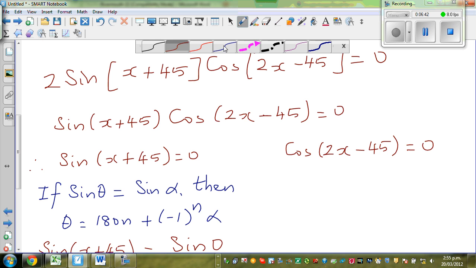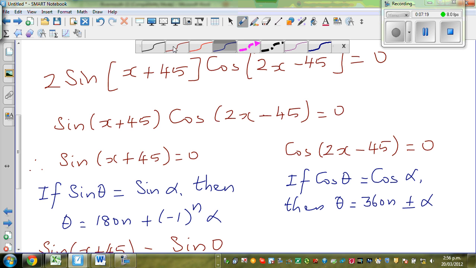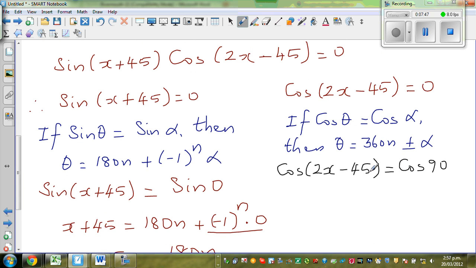Now if you take this branch, let me write the general formula for cos. If cos theta is equal to cos alpha, then the formula is like this. Theta is equal to 360n plus or minus alpha. So now my question is, I want to use this formula, so I have to write 0 as cos of something. So let me use black color. So cos of what is 0? Cos 0 is 1. So I hope you understand, cos 90 is 0. If you know the cos graph, cos starts at 1 and hits 0 at 90. So using this formula, you can compare your theta with 2x minus 45 and your alpha with 90.